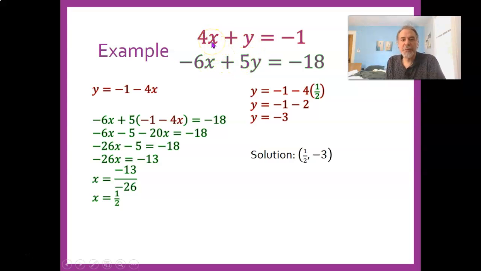4 times 1/2 would be 2, plus negative 3 is equal to negative 1. Negative 6 times 1/2 would be negative 3, plus 5 times negative 3 would be negative 15, and then that negative 3 plus that negative 15 equals negative 18. So that's it for the method of substitution.